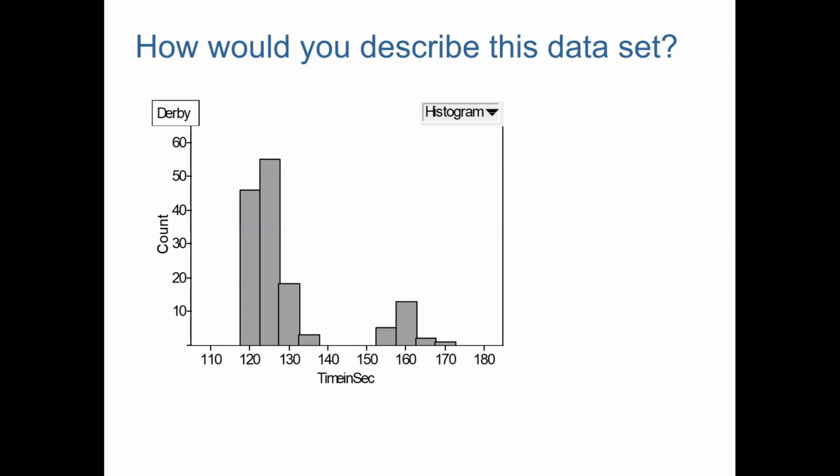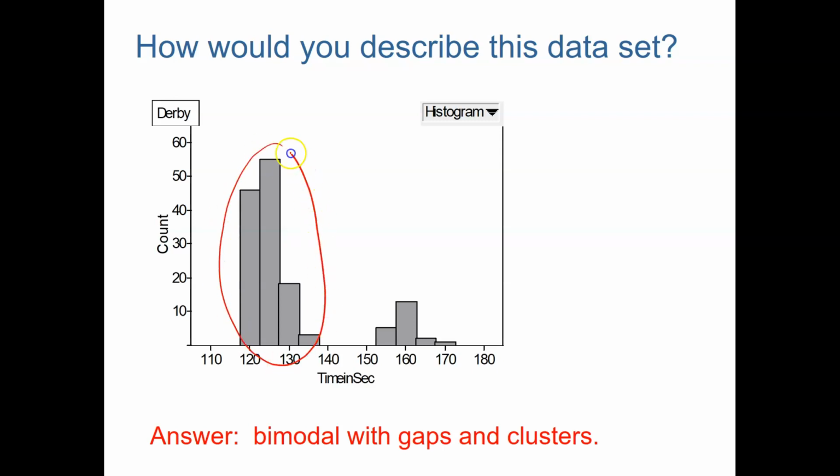We also discussed this graph. The vocabulary words surrounding this are gaps, outliers, and clusters. What I just circled is a cluster. Here we have another cluster, and the space in between is called a gap. Some people call it bimodal because there are two peaks.